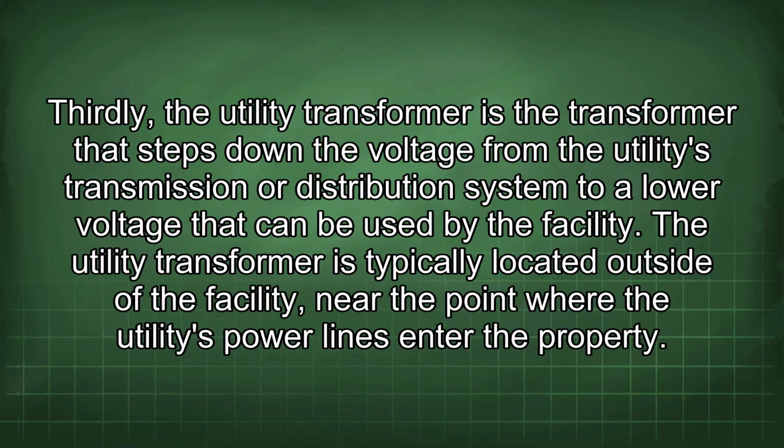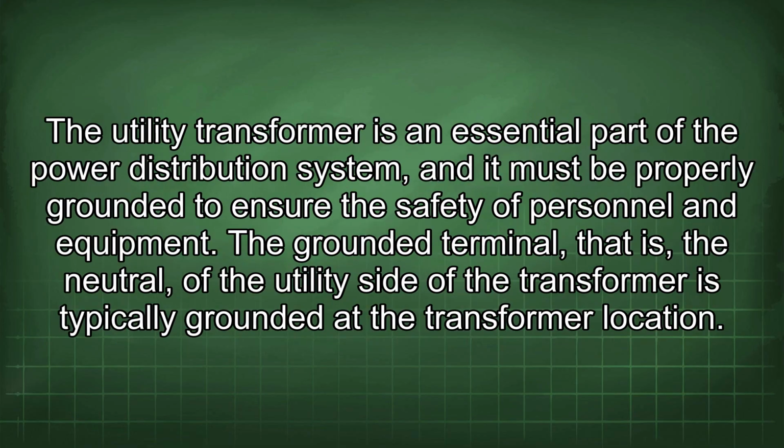Thirdly, the utility transformer is the transformer that steps down the voltage from the utility's transmission or distribution system to a low voltage that can be used by the facility. The utility transformer is typically located outside of the facility, near the point where the utility's power lines enter the property. It is an essential part of the power distribution system, and it must be properly grounded to ensure the safety of personnel and equipment.